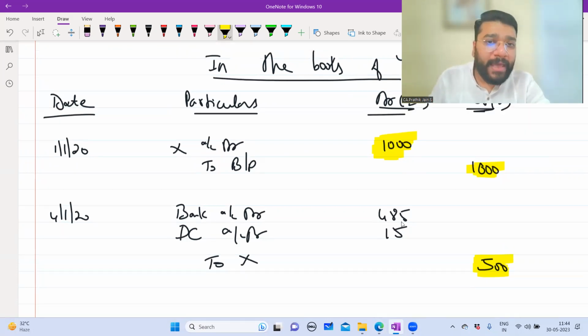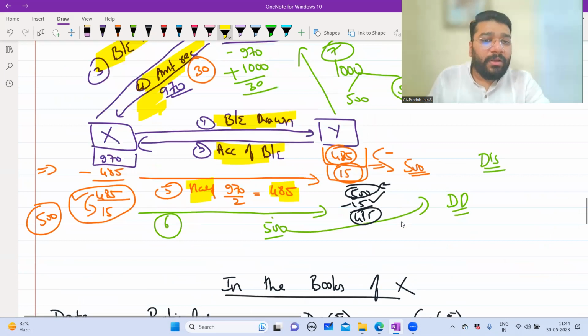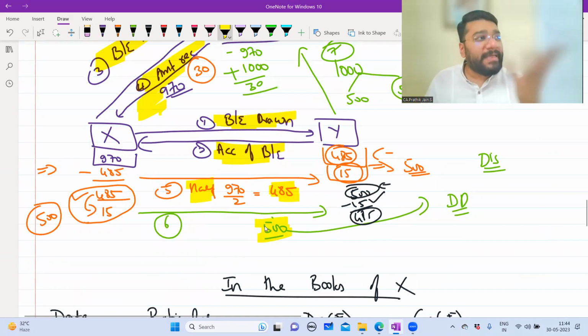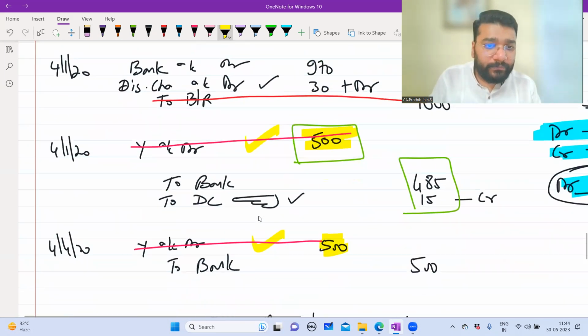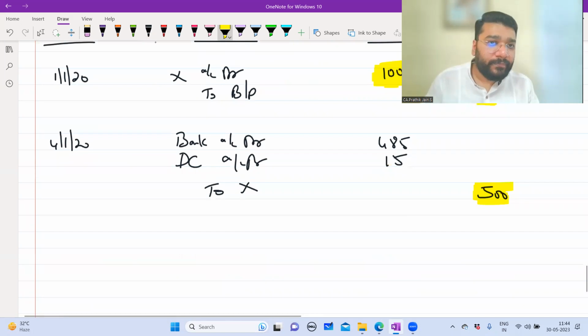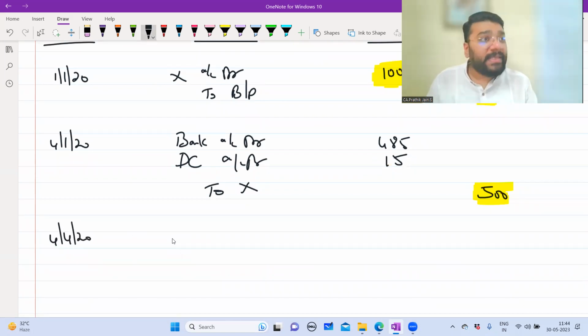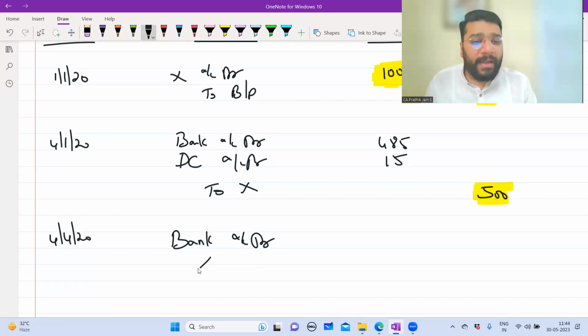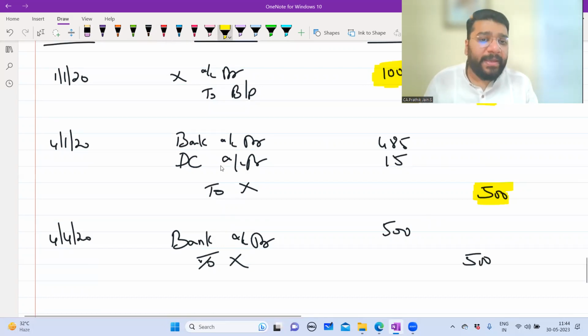Now guys, come back to the diagram. The 5th transaction is done. Now on the due date, what is happening? X is paying the balance 500 to Y, which means Y is receiving the balance 500. So what is the due date? 4th of April 2020. Y is receiving the money. Debit the receiver. Bank account debit to X. And to that extent, we are settling X's account. 500, 500.